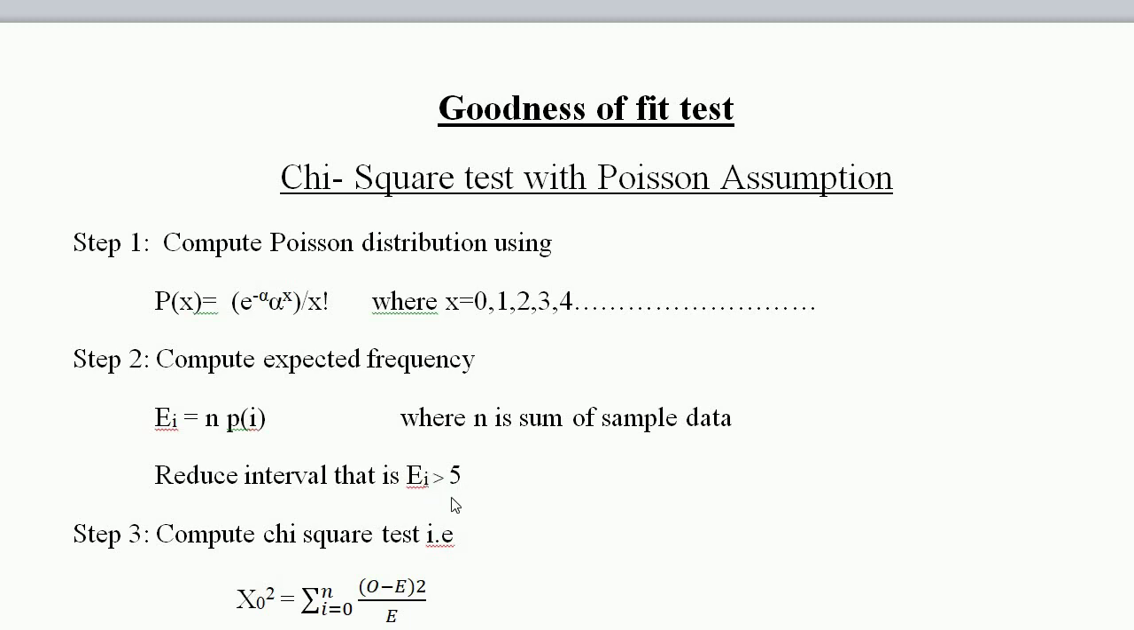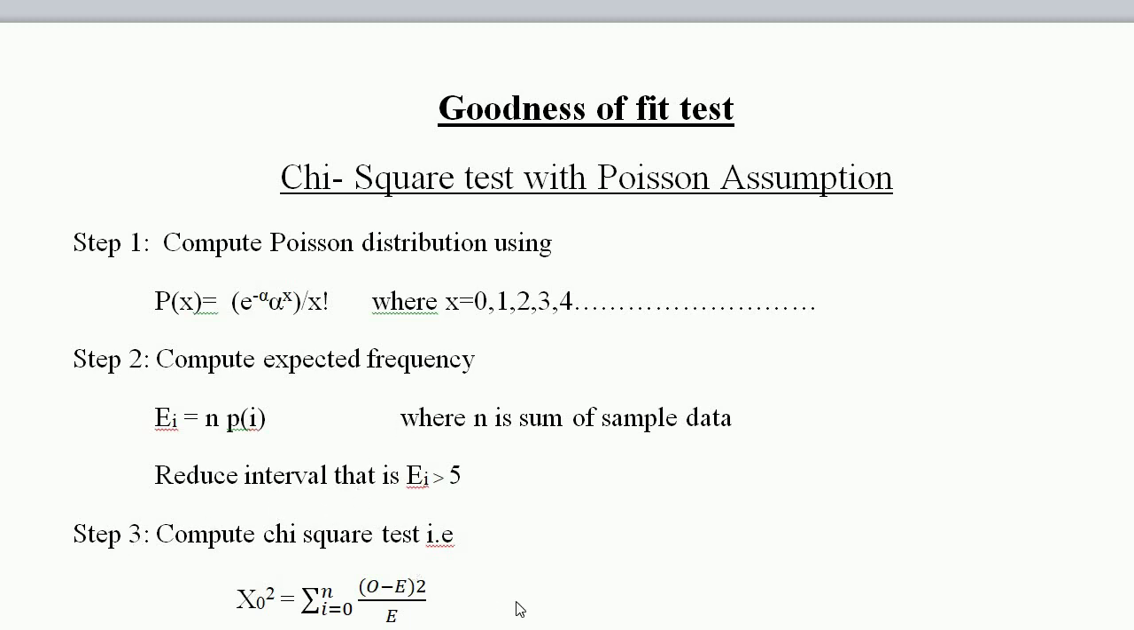If the E_i value is less than 5, we are going to combine 2 to 3 values and make the value greater than 5, so that the number of class intervals is going to reduce here. Why? Because we are going to combine some 2 to 3 values and make the E_i value greater than 5. So that is about computing the expected frequency.